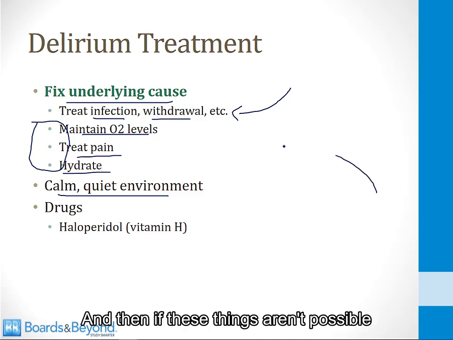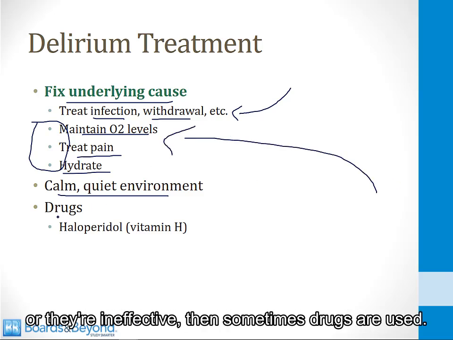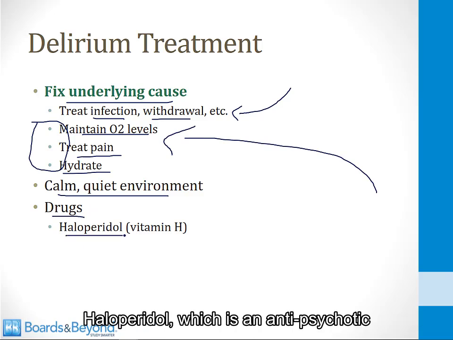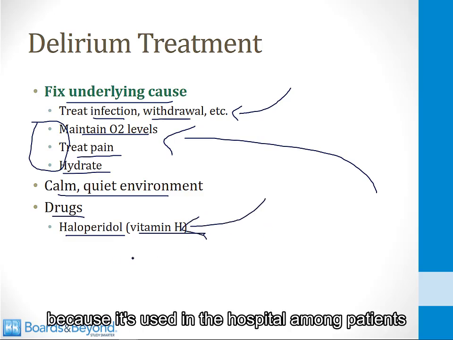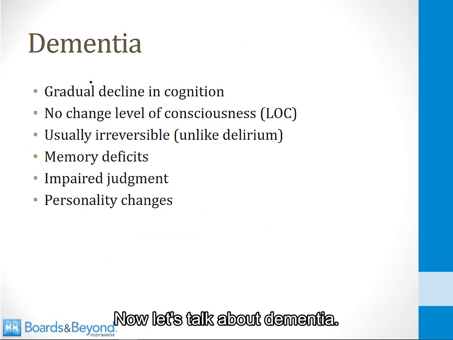And then if these things aren't possible or they're ineffective, then sometimes drugs are used. Haloperidol, which is an antipsychotic, is sometimes called vitamin H because it's used in the hospital among patients who are delirious. Now let's talk about dementia.